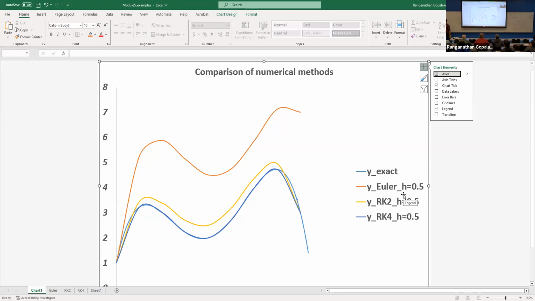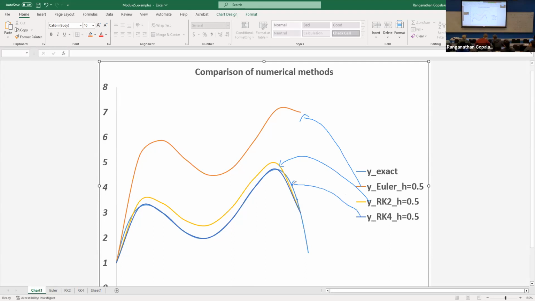So let me use my pointer. This is the Euler method with a crude step of 0.5. This is the RK2 method with a crude step of 0.5. This is the RK4 method, which has a very crude step of 0.5. And then you have the exact solution, which has very fine resolution.